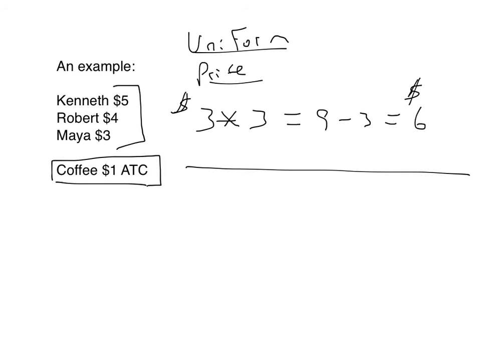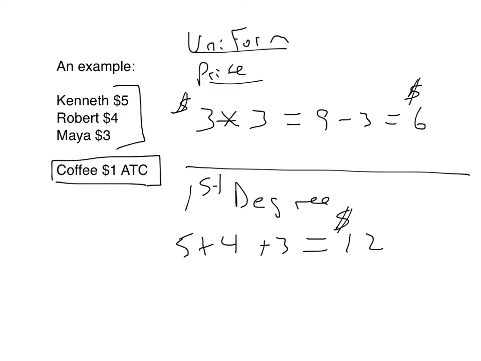Now, suppose I become a perfect price discriminator, first degree price discrimination. So I'm going to charge each customer the highest price they're willing and able to pay. Well, what do I charge Kenneth? Charge him $5. Robert, charge him $4. May I charge her $3? And that's going to give me revenues of $12. Subtract out my costs, gives me a $9 profit.